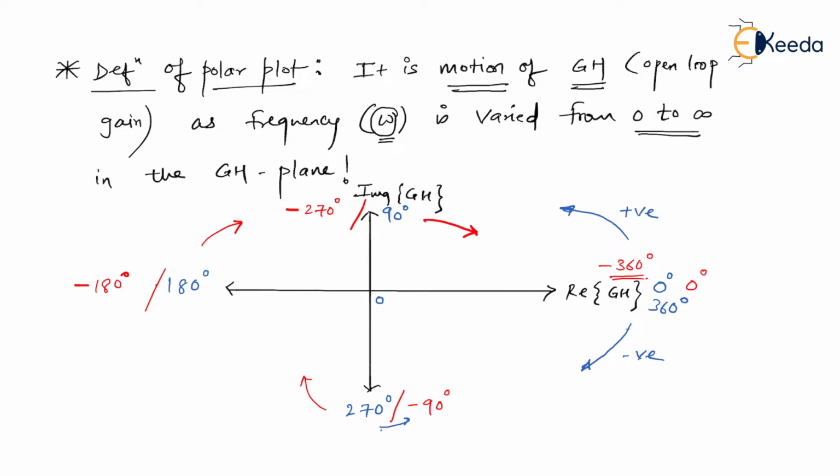So this angle concept is very, very important, because ultimately what we really plot in the polar plot is the magnitude and phase of GH together. So the concept of these angles is very, very important. If you really miss these concepts, then you won't be able to plot the polar plot. So before we start with some polar plot problems, you should be very clear about the polar quantities. So let us see what is meant by polar form first.